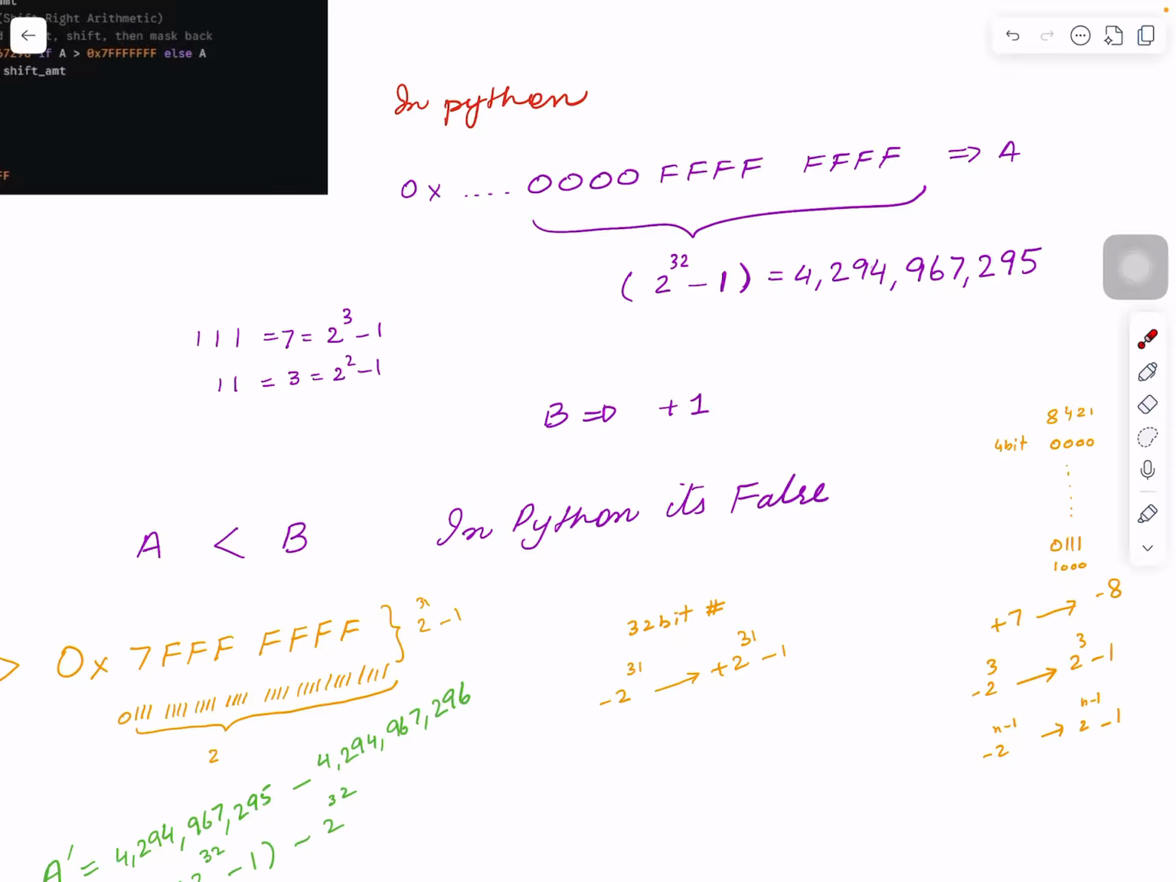All right. So what happens is if we don't do any conversion, if we look at A, it's actually a huge positive number. B is 1, which is easy. So then A less than B is not going to be true. It's going to be false because A is definitely not less than B.